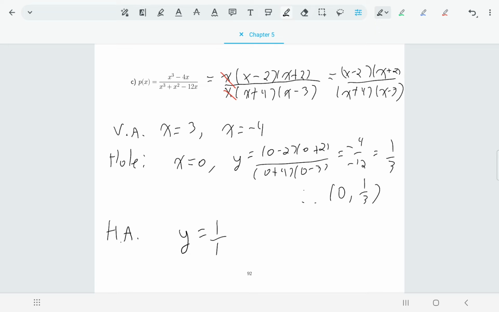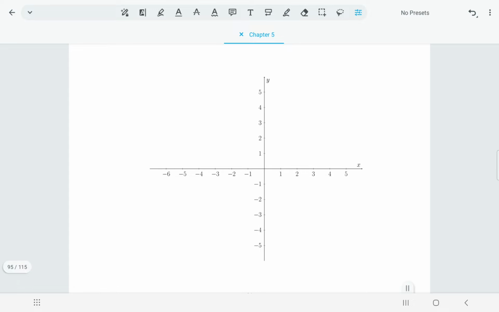Okay, so I guess I'm going to start by plotting those. So I'll put on my two vertical asymptotes, the hole and the horizontal asymptote. So vertical asymptotes, I had one of them at 3. So there we go, x equals 3. I've got another one at x equals -4. And I also had the horizontal asymptote y equals 1.